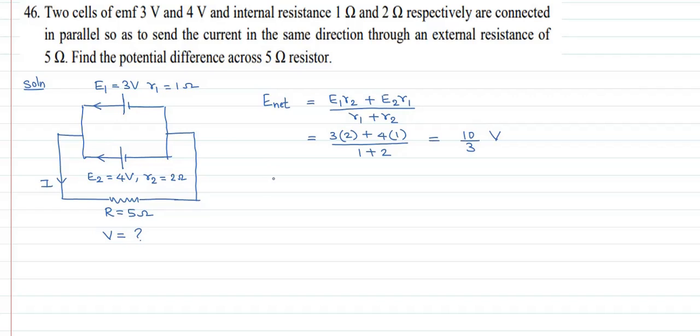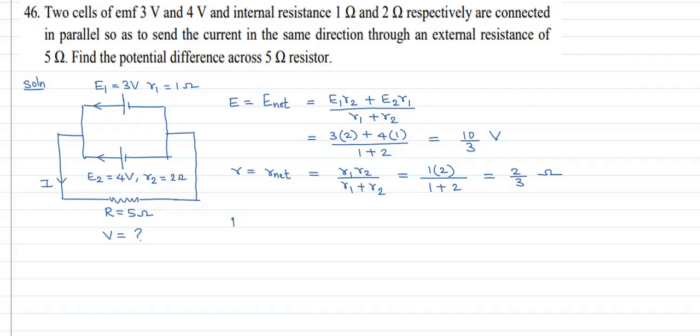Then we will find effective internal resistance, small r, or I will write it as R net. So you can take this as E, even you can take this as R. It is given by R1 R2 divided by R1 plus R2. Now if I substitute, it is 1 into 2 divided by 1 plus 2. So effective internal resistance is 2 by 3 ohms.